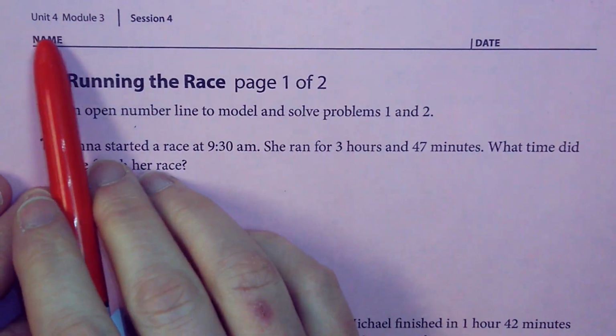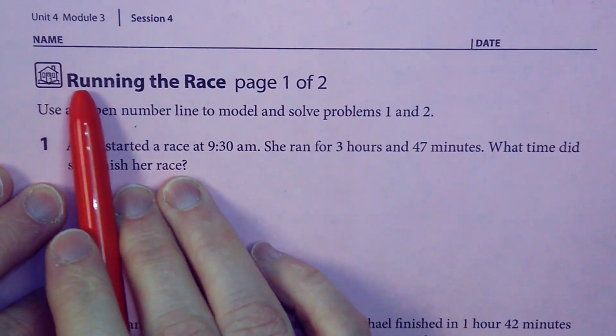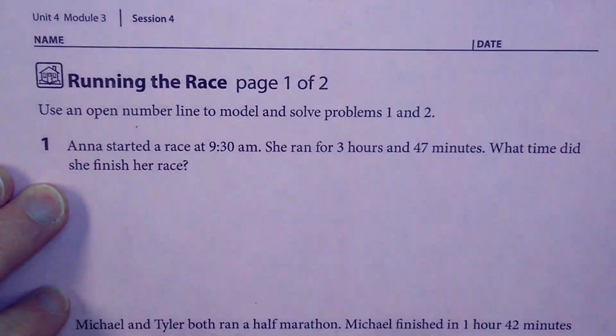Hello, this is Unit 4, Module 3, Session 4. The name of this home connection is Running the Race. Please place your name and number at the top, please.